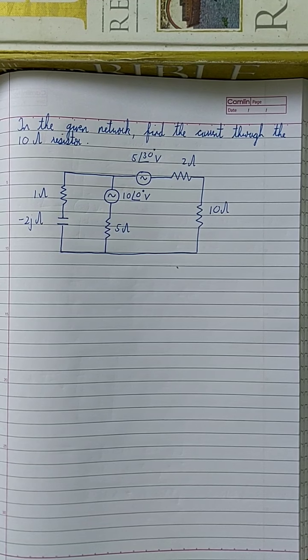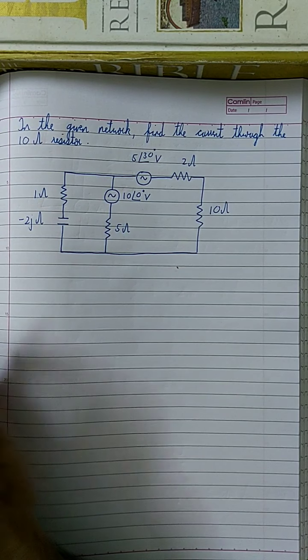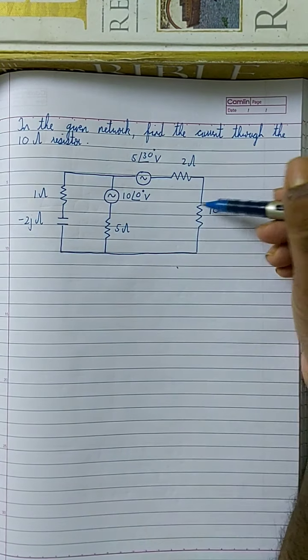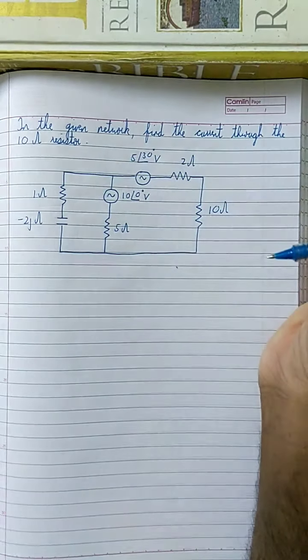Now let's do the next problem using Thevenin's theorem. Here the question is, in the given network, find the current through the 10 ohm resistor. Where's the 10 ohm resistor? Here. This is the 10 ohm resistor. So the question is, find the current through the 10 ohm resistor.